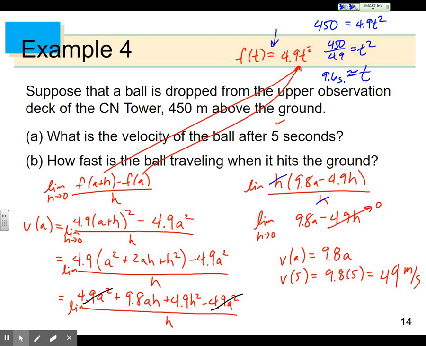So how fast is the ball going when it hits the ground? Well, the ball doesn't hit the ground until 9.6 seconds. I can tell you how fast it's moving at 9.6 seconds. I just got to take the 9.6 and multiply it by my 9.8. And so when the ball hits the ground, it's going about 94 meters per second.